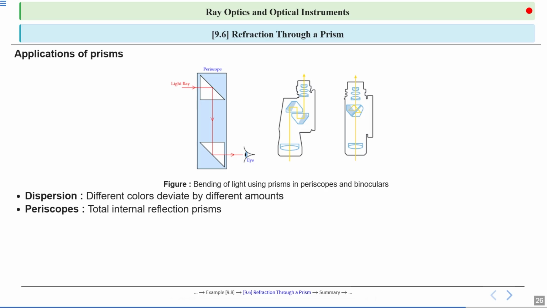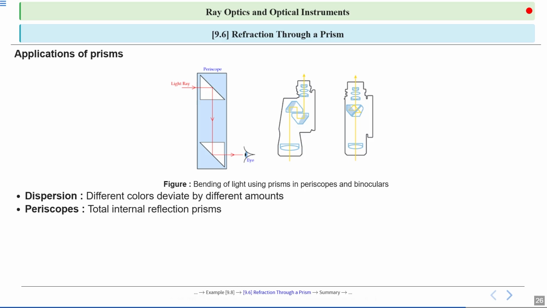Moving on to periscopes, they utilize total internal reflection prisms. This means that light is completely reflected within the prism, allowing us to see over or around obstacles without direct line of sight. It's a clever use of prisms that demonstrates how refraction and reflection can be harnessed for practical purposes. Periscopes are generally used in submarines to see the view outside the water.